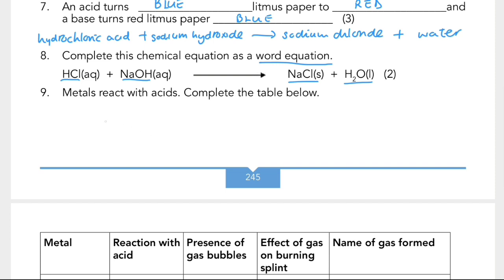Then number 9, metals react with acids. So if a metal reacts with an acid, there is just a basic output, which is we produce a salt plus hydrogen.